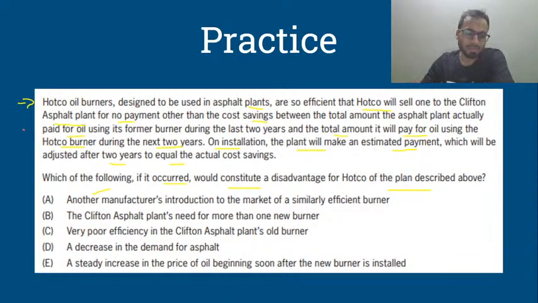Understand that transactional model, look at all the options, and hit me up with your answer. Then I'll explain this.